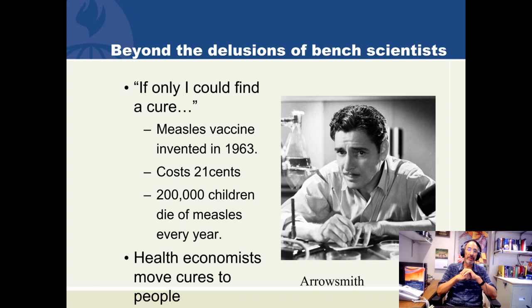I'll give you the example of measles vaccine. Here is a vaccine that was invented in 1963. It is extremely inexpensive. It costs 21 cents a dose. And yet now, more than 50, almost 60 years after the invention of measles vaccine, we cannot deliver it to all the children in the world. And still today, 200,000 children die of measles every year.